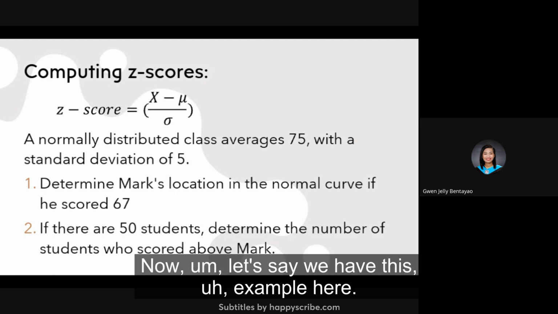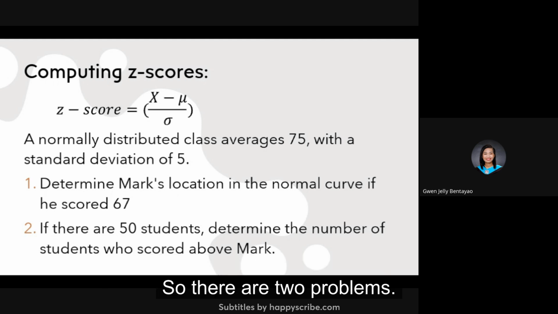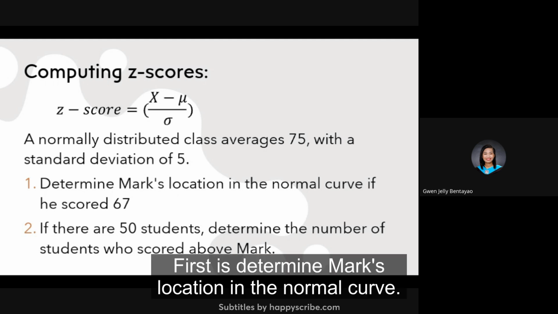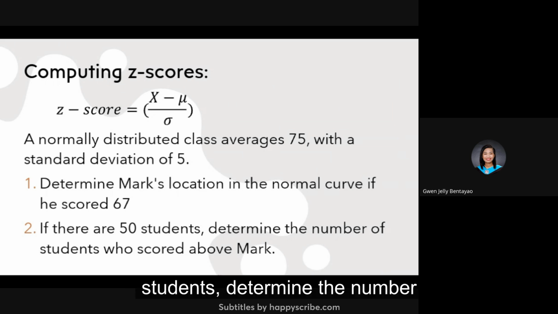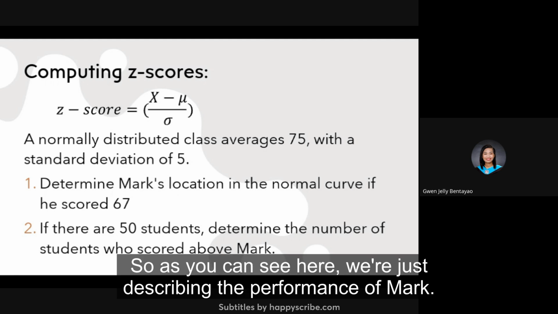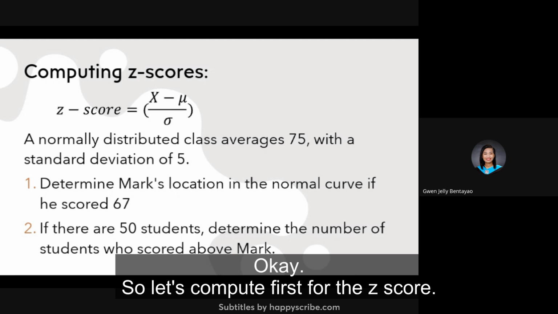Now, let's say we have this example. A normally distributed class averages 75 with a standard deviation of 5. There are two problems. First, determine Mark's location in the normal curve if he scored 67. Second, if there are 50 students, determine the number of students who scored above Mark. We're just describing the performance of Mark in relation to the class performance. Let's compute first the z-score.